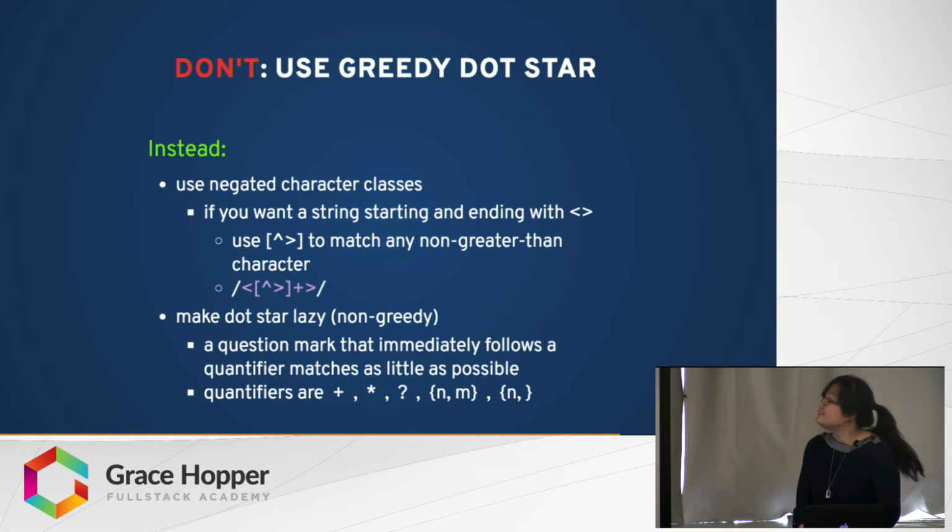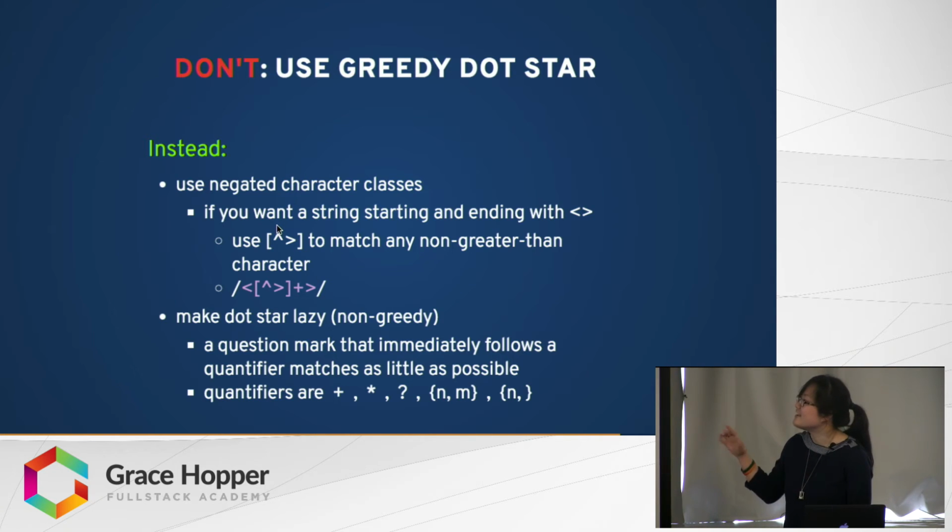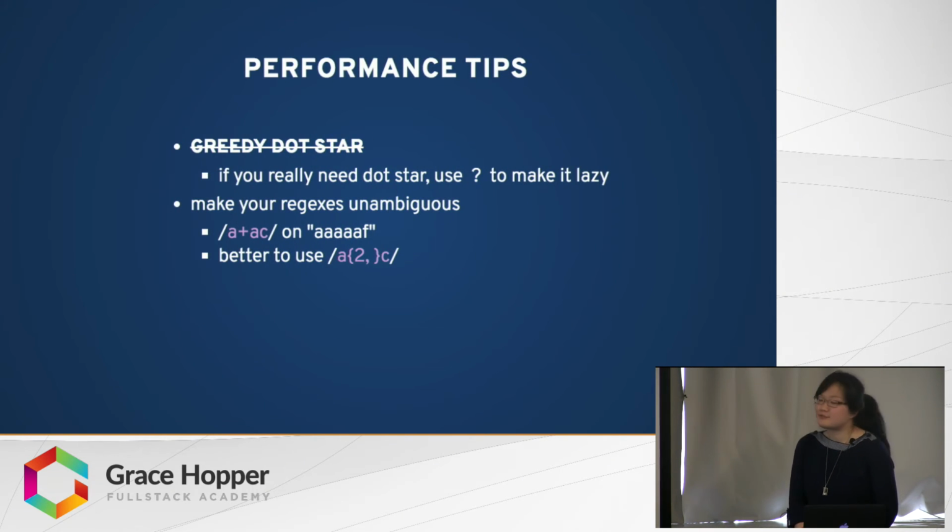So instead, use negated character classes. Anything inside square brackets is a character class, where one character from these will be a match, and the caret means everything not in that. So something like not a greater-than sign would be a character class, and this would be a better solution. Otherwise, if you add a question mark after the star, it makes it lazy instead. Okay, so performance tips. Don't use greedy star. If you really need dot star, use a question mark. Make it unambiguous. Here, A plus A could be better written as A and then 2 or more, as opposed to one or more A's and then another A, which is very strange writing.